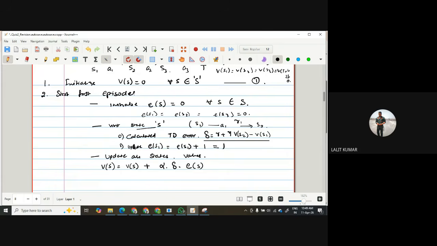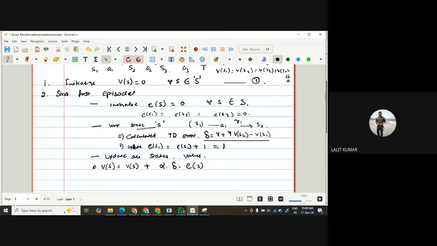So when I'm at S1, I will not be able to update S2 and S3, they will remain 0. But when I have reached S2, I will update VS1 also. Similarly, when I reach S3, I will be updating S1, S2, S3 also. So I don't have to reach the final episode. I'm updating this value at every step.